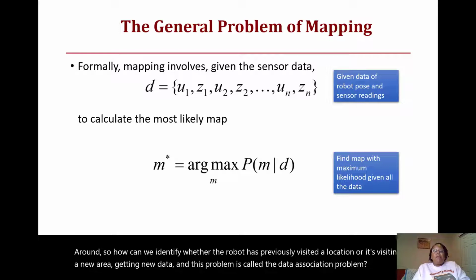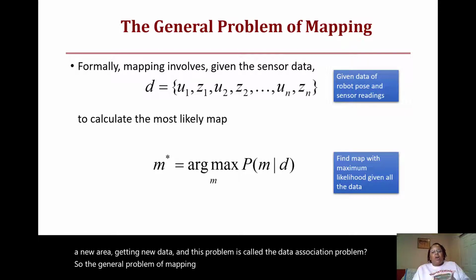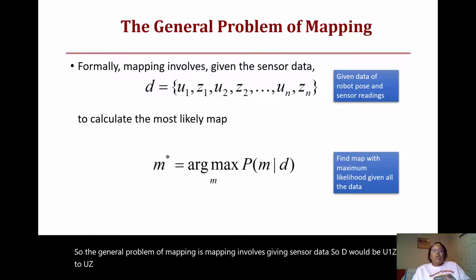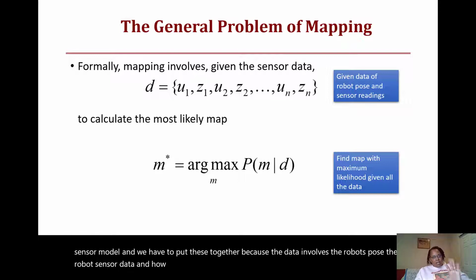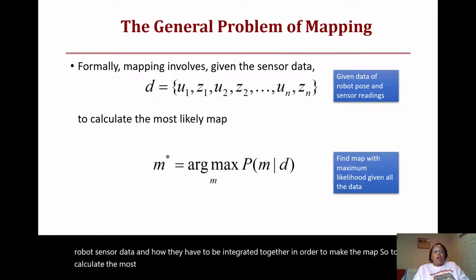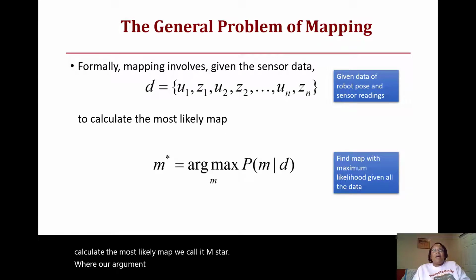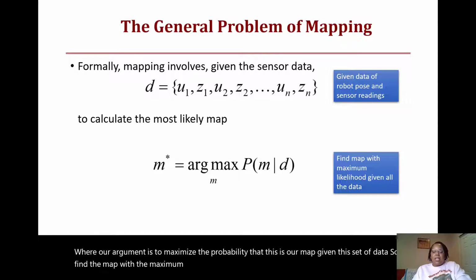So the general problem of mapping involves sensor data. D would be u1, z1 to un, zn, where u1 is the motion command or the motion model, and z1 would be the sensor measurement, and we have to put these together because the data involves the robot's pose, the robot sensor data, and how they have to be integrated together in order to make the map. So to calculate the most likely map, we call it m star, where our argument is to maximize the probability of the map m given this set of data. So find the map with the maximum likelihood given all the data that we have.